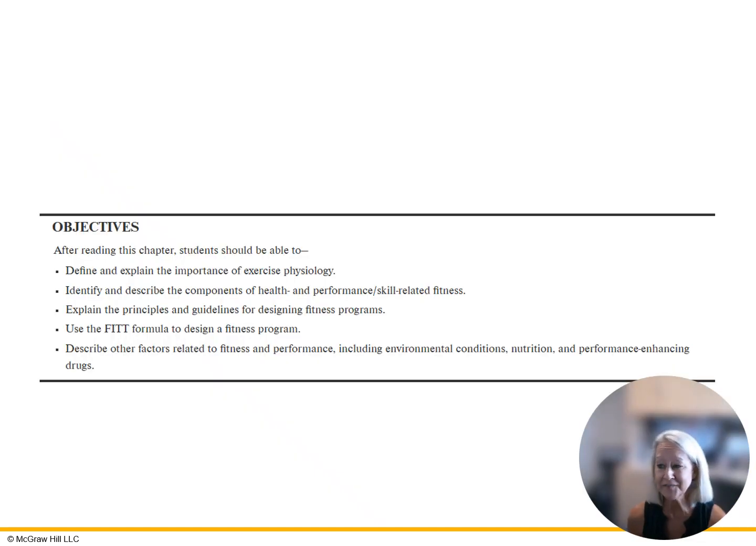So our objectives in this chapter are that you should be able to define and explain the importance of exercise physiology and be able to identify and describe the components of health and performance or skill-related fitness, as well as be able to explain the principles and guidelines for designing fitness programs using the FIT principle, which we'll talk about, and be able to describe other factors related to fitness and performance, including environmental conditions, nutrition, and performance-enhancing drugs.